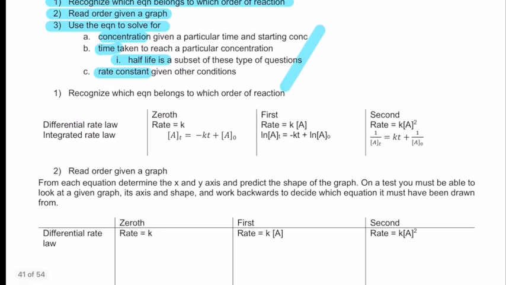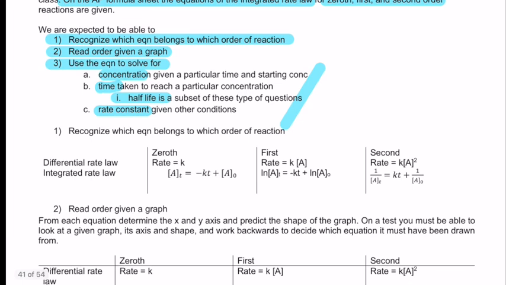So step 1, recognizing which equation belongs to which order of reaction. Well, hopefully by now you already know your differential rate law equations as rate is equal to k. So here there is no value for concentration because we think that concentration term is raised to order 0, which means there's no point writing it. First order, second order, reading from the n value or the exponent here.